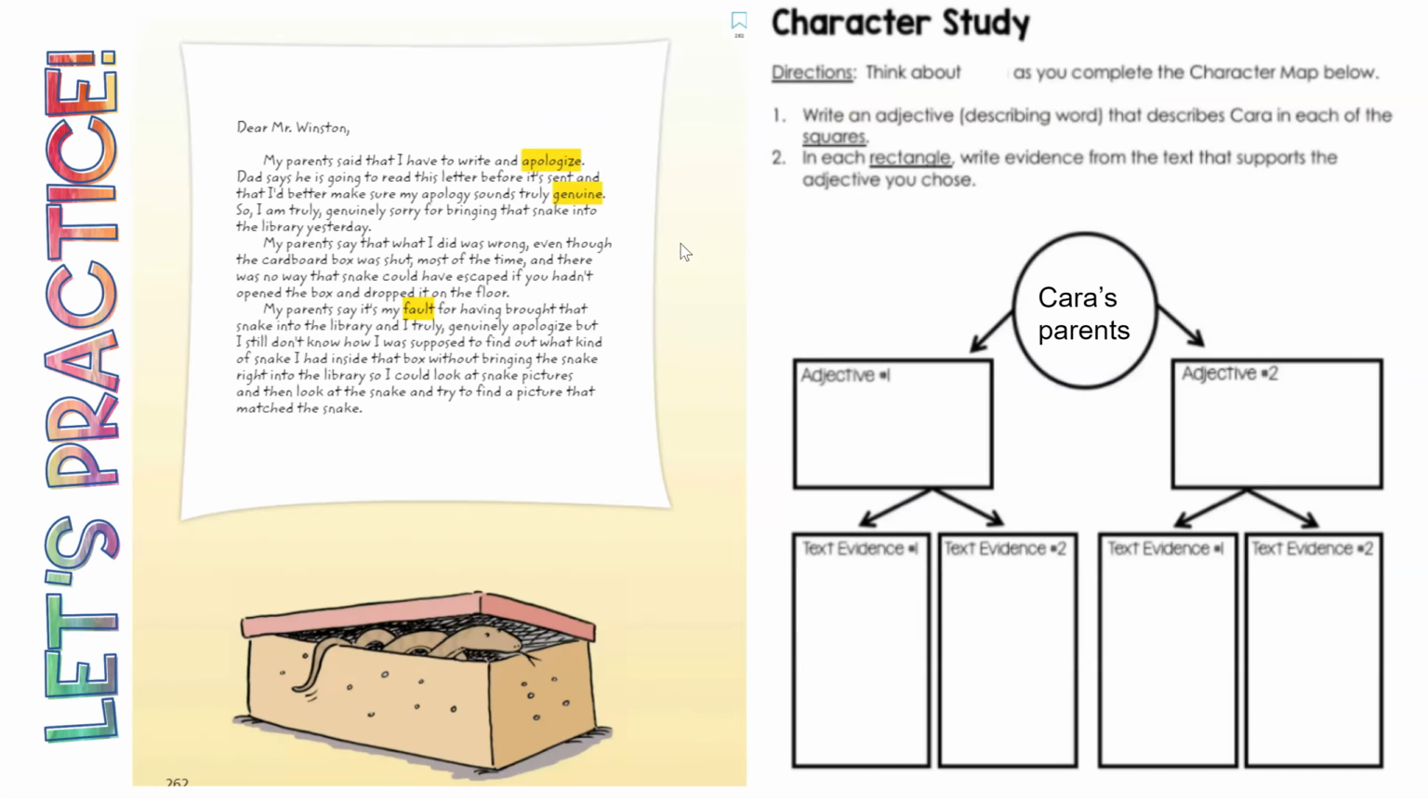Now let's practice here. We're going to think about Kara's parents from the Basil text we read this week, Dear Mr. Winston. We're going to describe Kara's parents with some adjectives and then support that with text evidence. But first, I would like to go ahead and reread this page here.